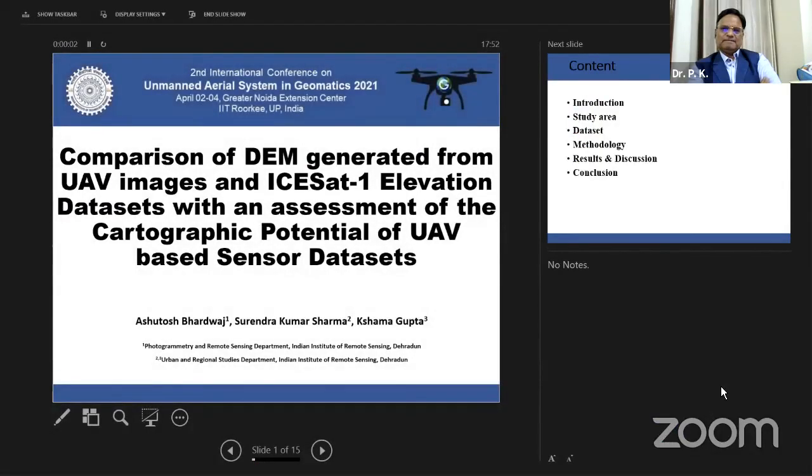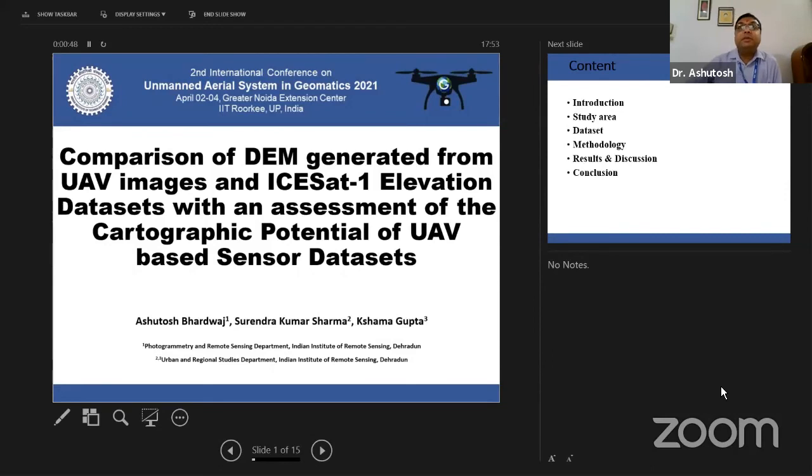Good evening again to the honorable chair, co-chair, the esteemed conference organizing team members, and the august gathering attending this important conference. I am Dr. Ashutosh Bhardwaj, scientist engineer at the Photogrammetry and Remote Sensing Department at Indian Institute of Remote Sensing, Dehradun. I am presenting our work which explores the potential of UAV optical data sets while comparing it with openly accessible data sets like ICESat and TanDEM-X. My other team members are Sri Surendra Kumar Sharma and Dr. Sharma Gupta, who are scientist engineers at the Urban and Regional Studies Department, IIRS.